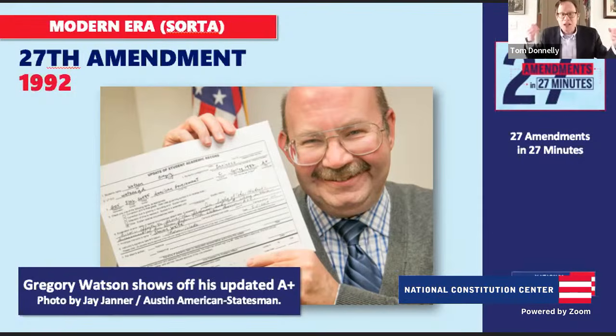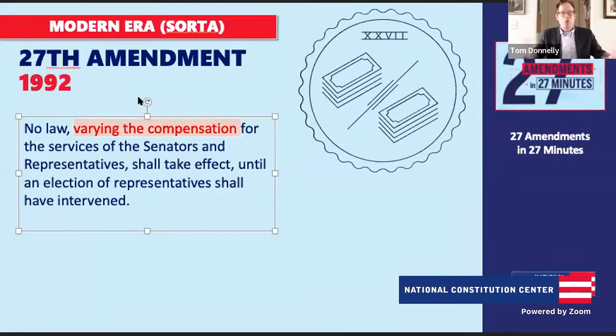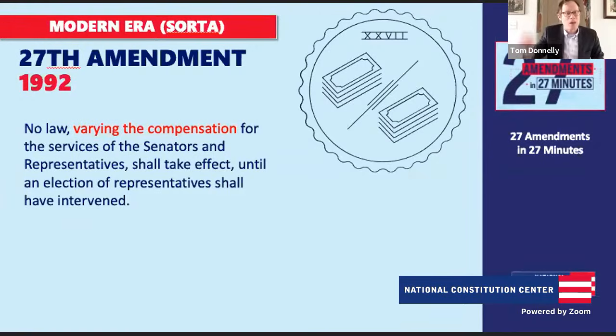What the amendment itself deals with is that it limits Congress's power to give itself a raise. If Congress wants to give itself a raise, there has to be another election before that raise takes effect. So it's seen as a way of saying Congress can give itself a raise, but it allows the voters to weigh in and say, was that a good idea or a bad idea, as part of the next elections for Congress.